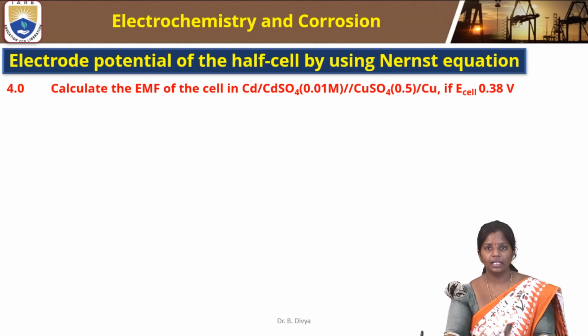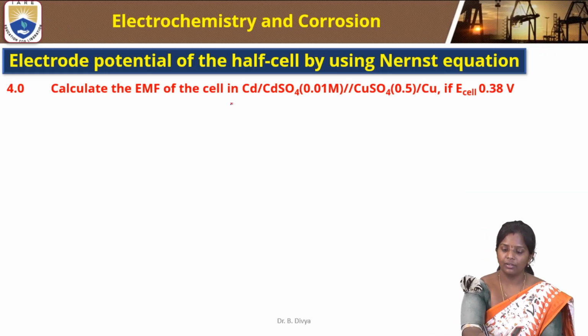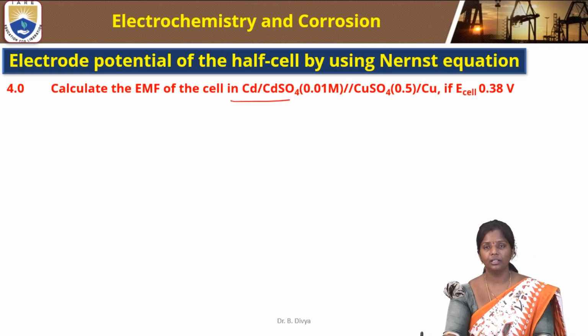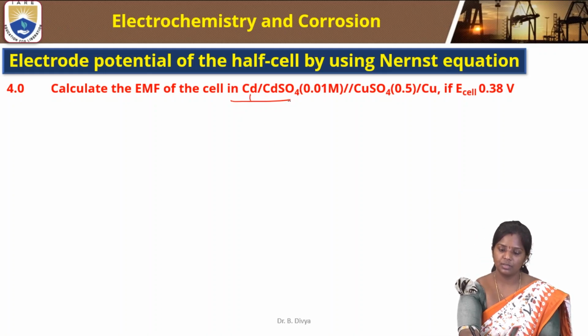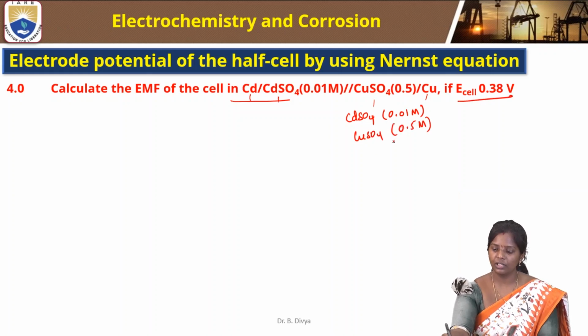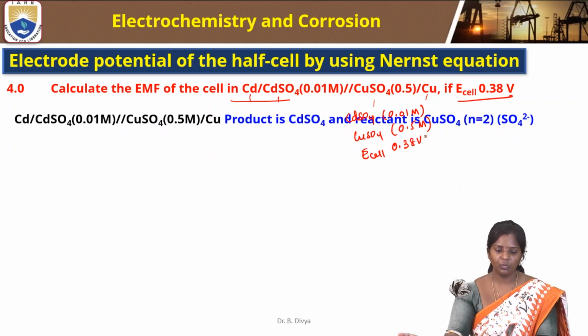So next is to calculate the EMF of the cell. What is the cell here? Cadmium and copper, like cadmium sulfate and copper sulfate. Cadmium rod is dipped in cadmium sulfate, copper rod is dipped in copper sulfate. So cadmium sulfate has a molarity of 0.01 molar, and copper sulfate has a molarity of 0.5 molar. And they have also given the E cell value, 0.38 volt.